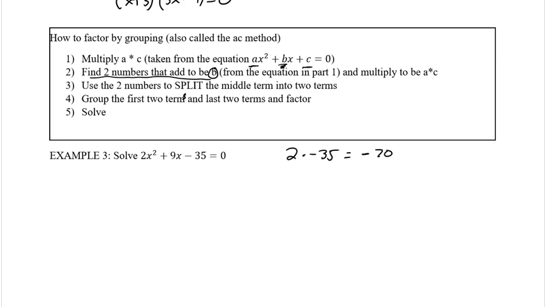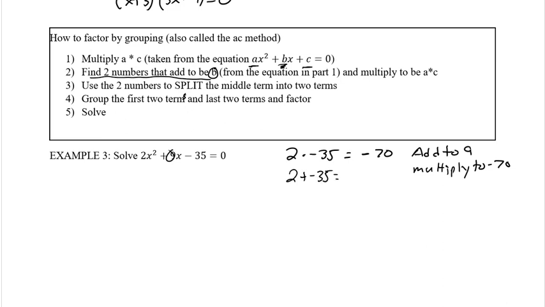Okay, so we need to find two numbers that add to 9 and multiply to negative 70. Well, we know these two, 2 and negative 35, multiply to negative 70. But if we add them, we get negative 33.